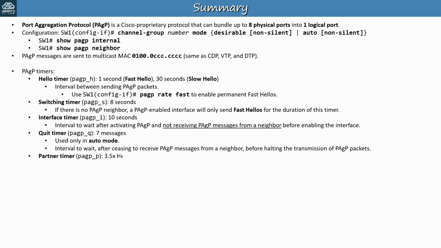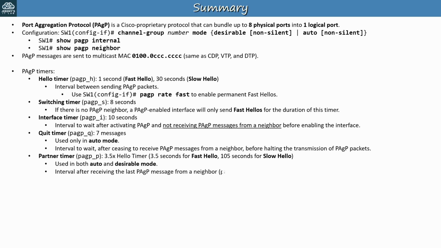The final timer we covered is the partner timer, which is 3.5 times whatever hello timer is being used. It's used in both auto and desirable mode, and it's like the OSPF dead timer. It's the interval after receiving the last PAgP message from a neighbor, before giving up on that neighbor and removing the neighbor from the table. Okay, those are the timers we covered. We then covered a few features that don't actually have an effect on modern devices, although they are configurable.